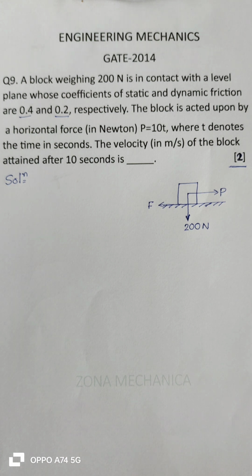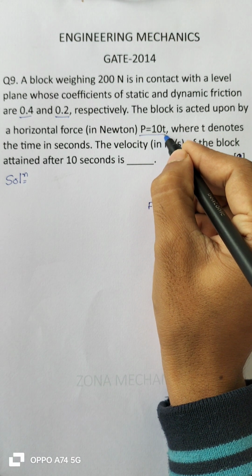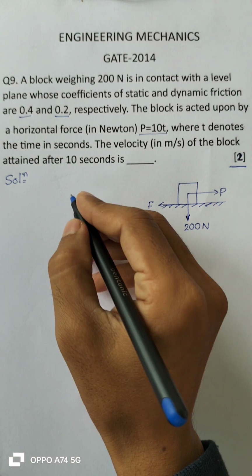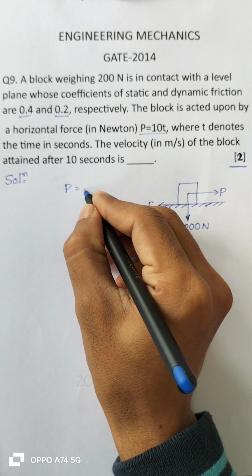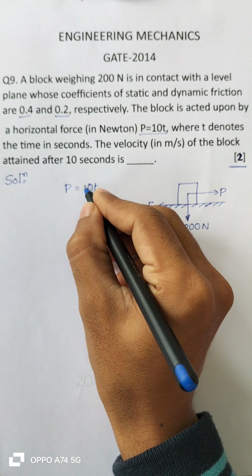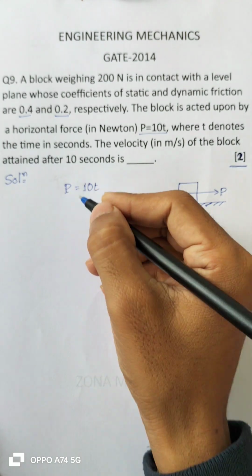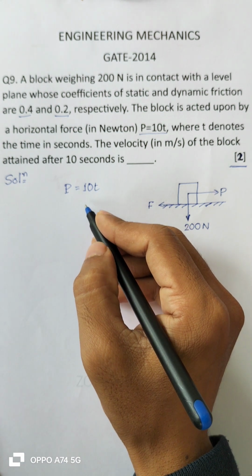The force P is given in terms of t, that is time in seconds. So P is a variable and it depends on time. P is equal to 10t. That means P increases as t increases.